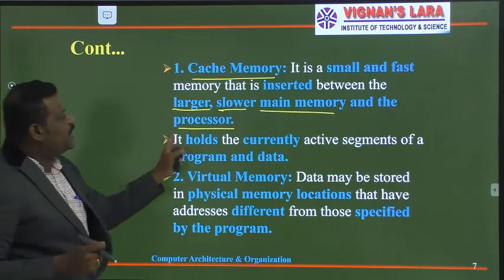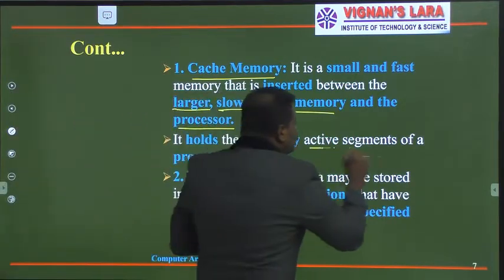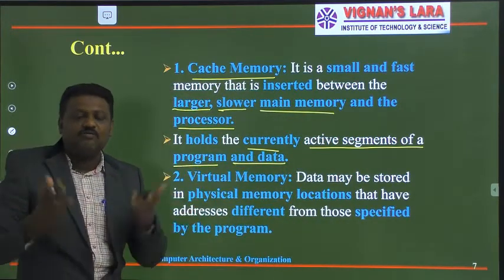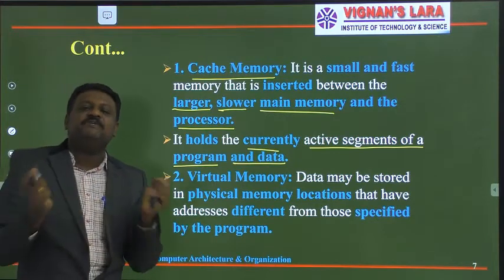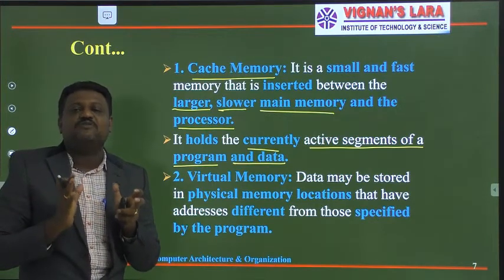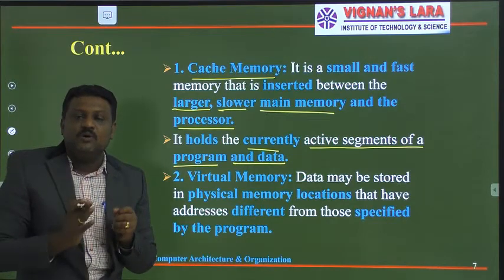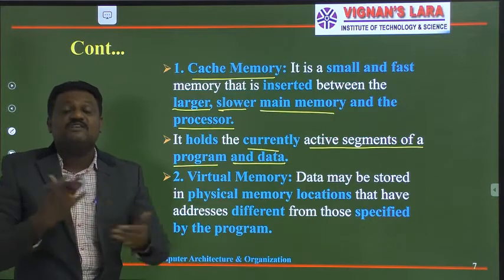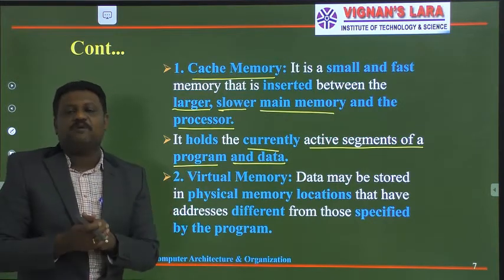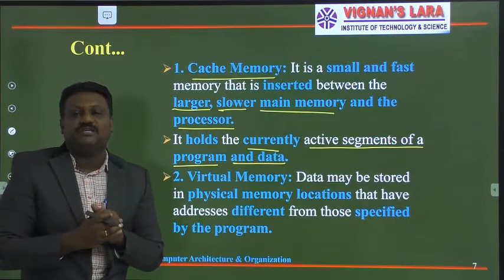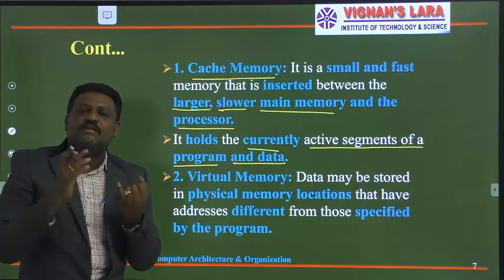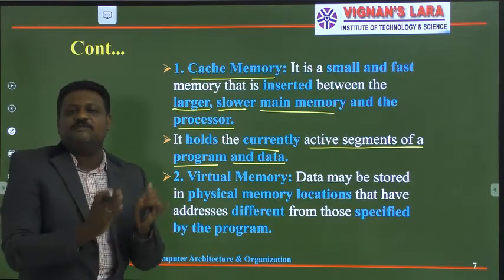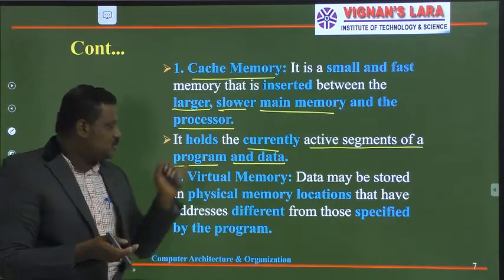And second thing, it holds the currently active segments of a program and data. What can your cache memory hold? Your cache memory can hold the active part of your code. That means it can hold the information, which may be instructions or data, that is repeatedly asked for by the CPU or the processor. Once it holds the repeated information that may be asked for by the CPU, your system speed can increase. So that's what it does.